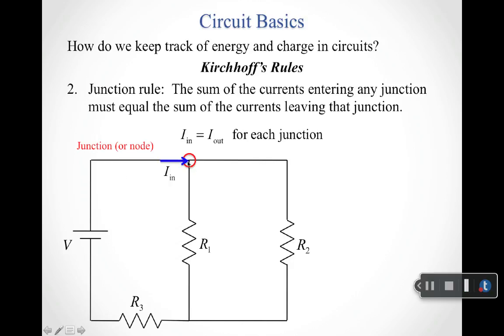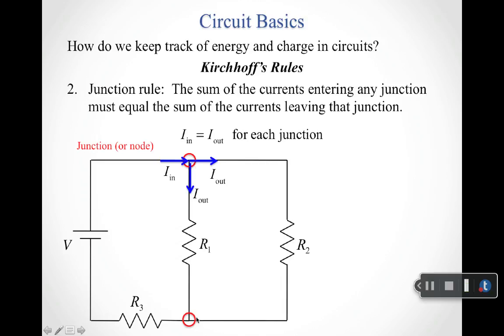So there's going to be some current coming in from the battery. And then there's got to be some current going out, in this case, to our 2 resistors. All the junction rule says is the amount of current that comes in has got to be equal to the amount of current that goes out.